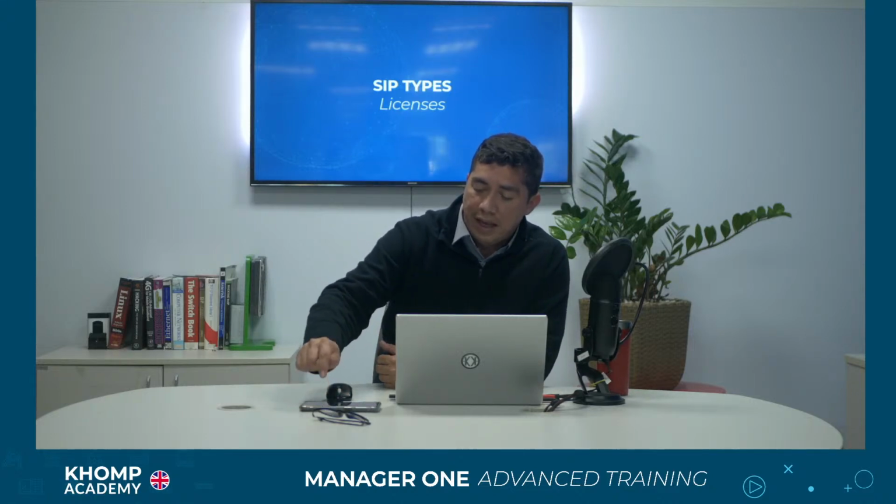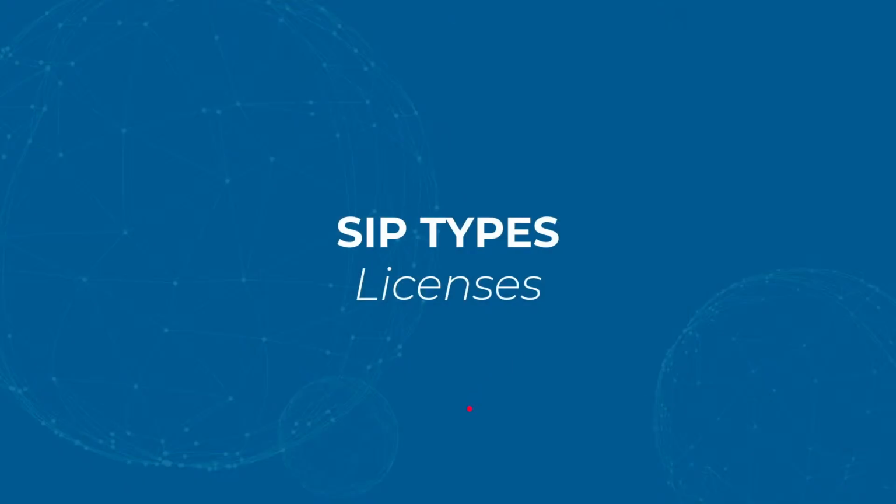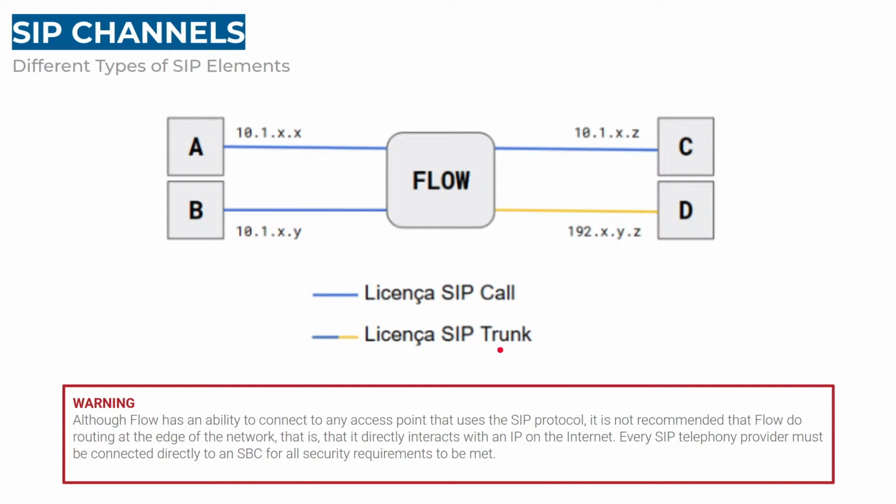So let's continue with the slides. I'm going to talk now about SIP types. We have different types of licenses. This is very short but very important. Flow is not recommended to be in a border because it's not an SBC. It is another kind of SIP server. But if you need to do some NAT tasks, the Flow can handle that with some special licenses.